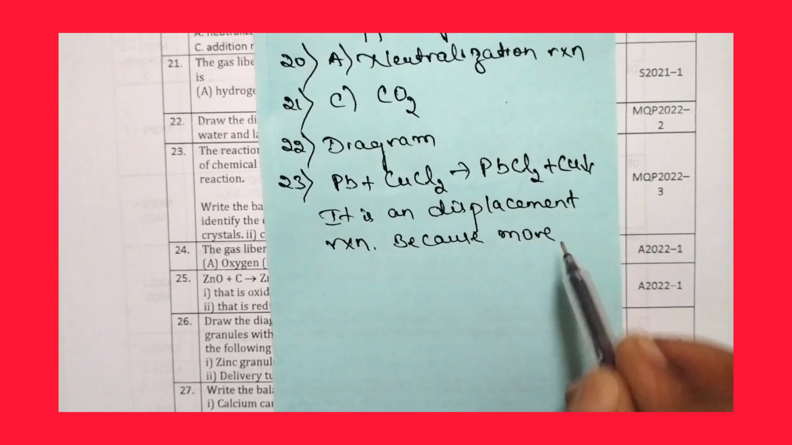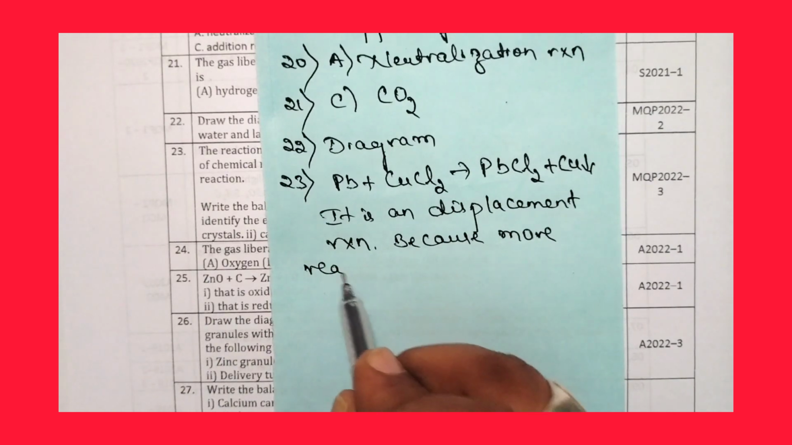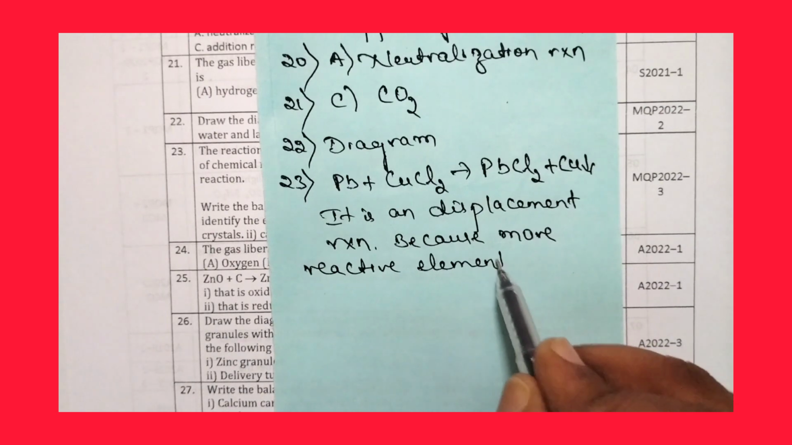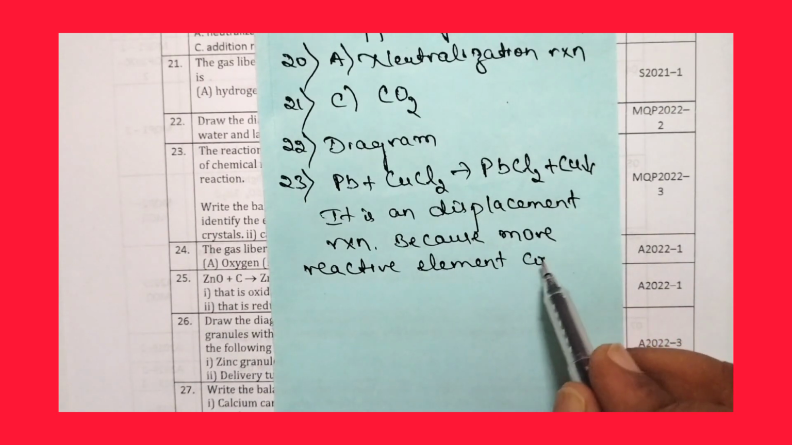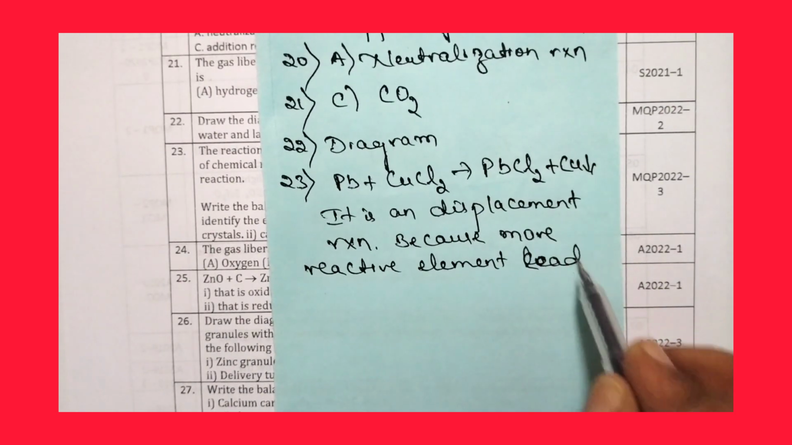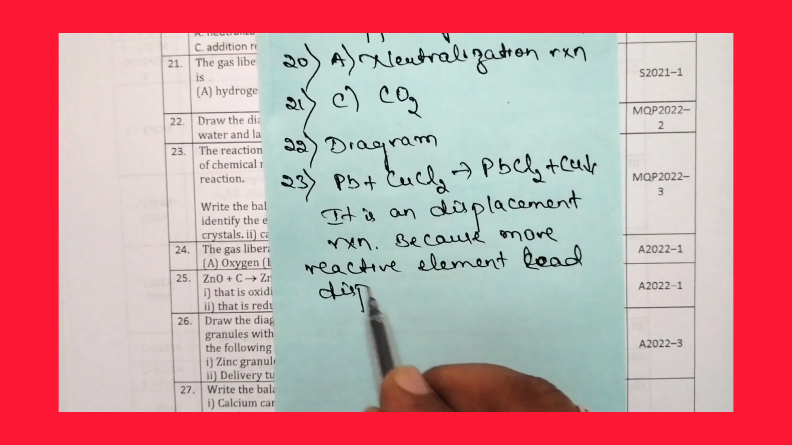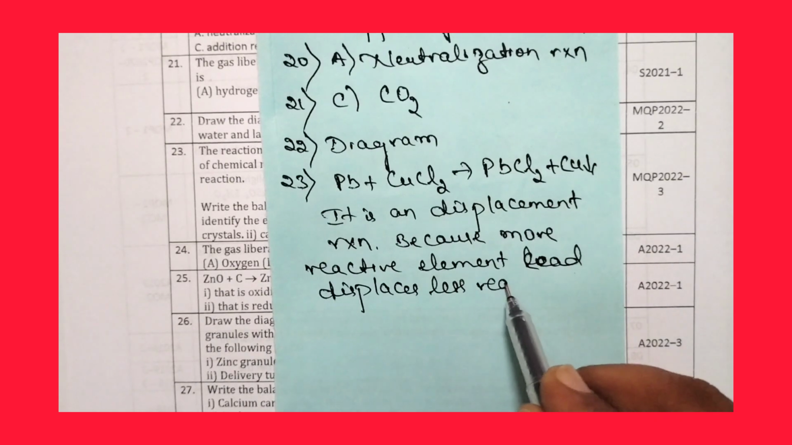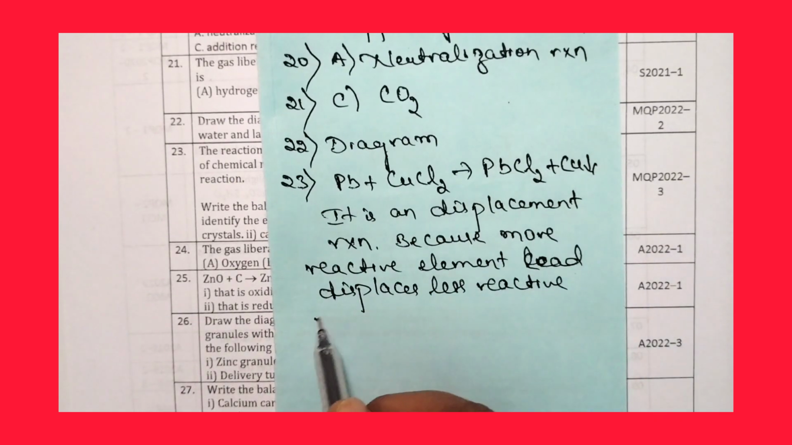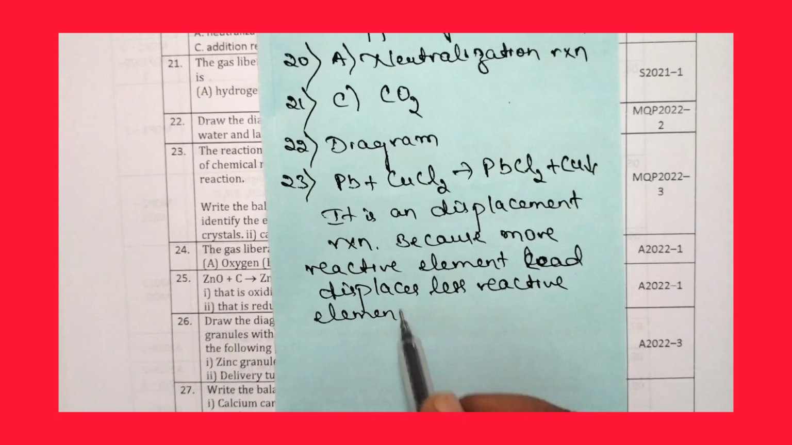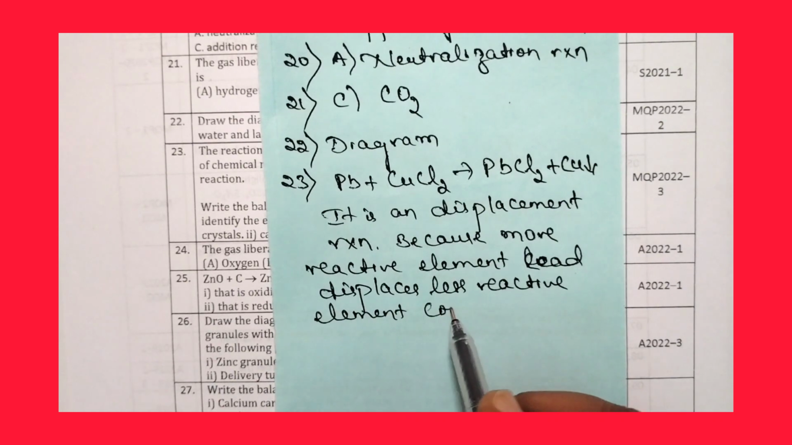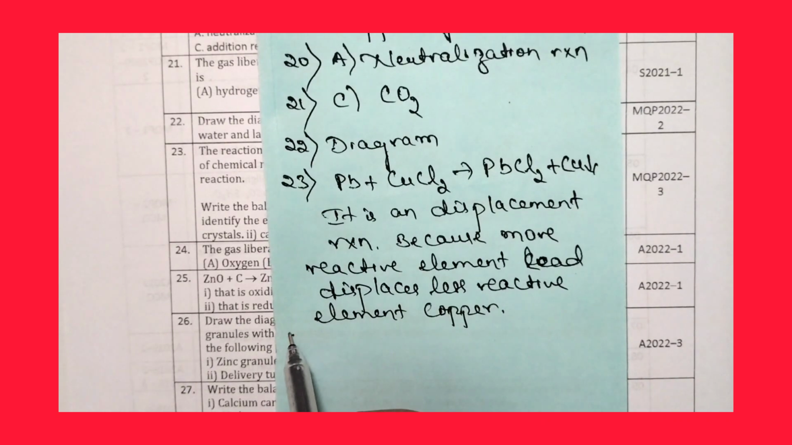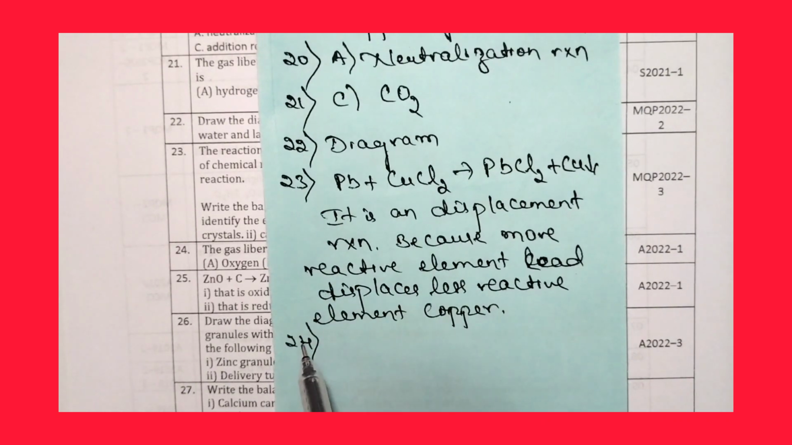more reactive element, which is the more reactive element, that is lead, displaces the less reactive element copper. Therefore copper is displaced by lead, therefore it is called a displacement reaction.